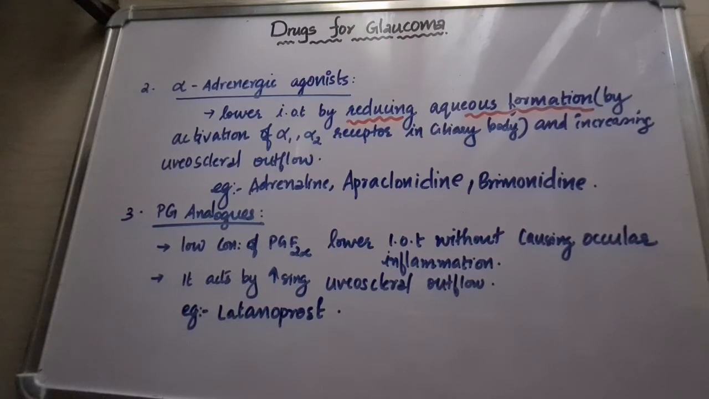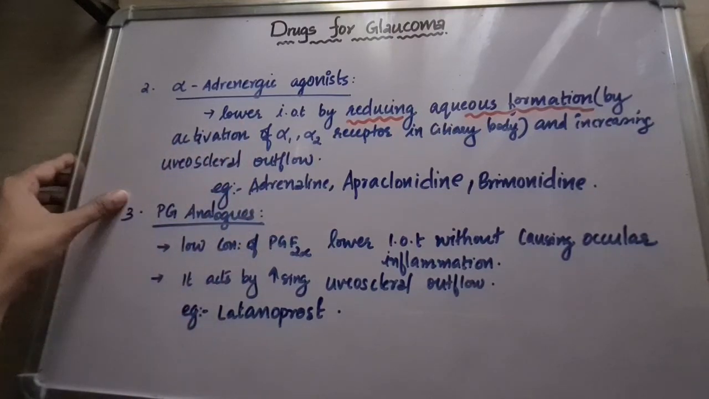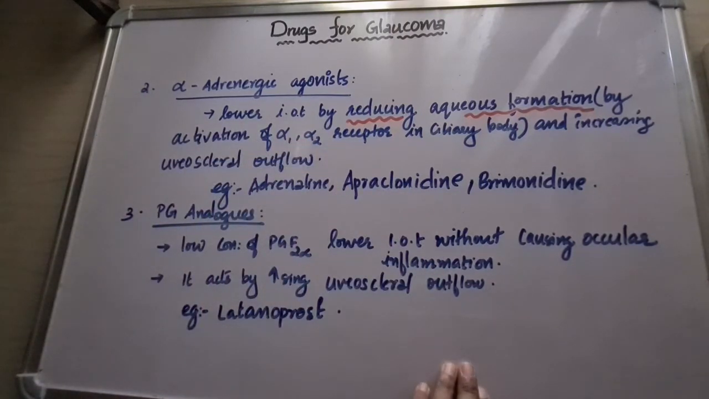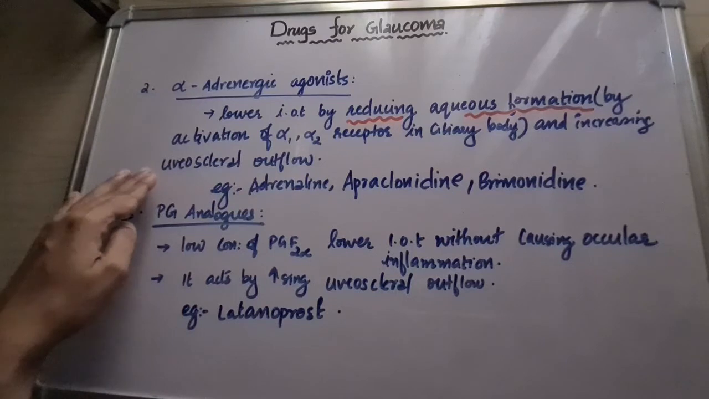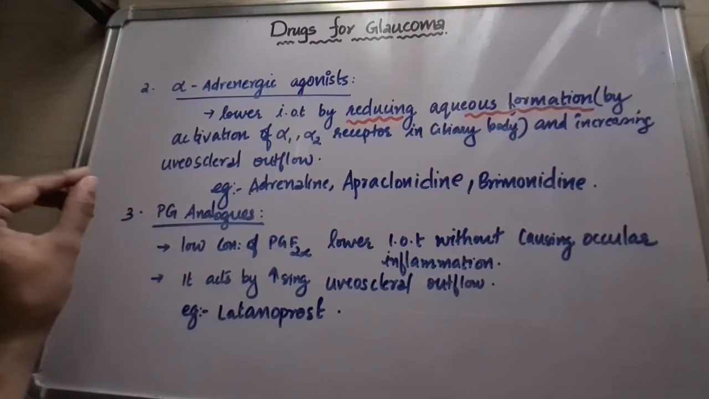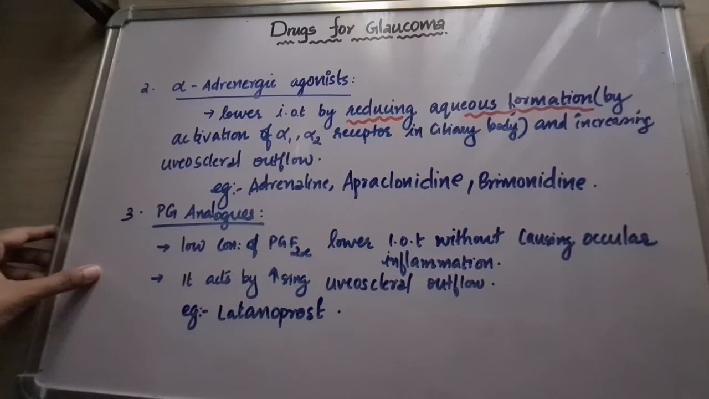Next one is alpha adrenergic agonists. They lower intraocular tension by reducing aqueous formation. How do they reduce aqueous formation? By activation of alpha 1 and alpha 2 receptors in the ciliary body, and also by increasing uveoscleral outflow. What is uveoscleral outflow? It is drainage of aqueous humor from the anterior chamber angle other than through the trabecular meshwork. Examples are adrenaline, apraclonidine, and brimonidine.